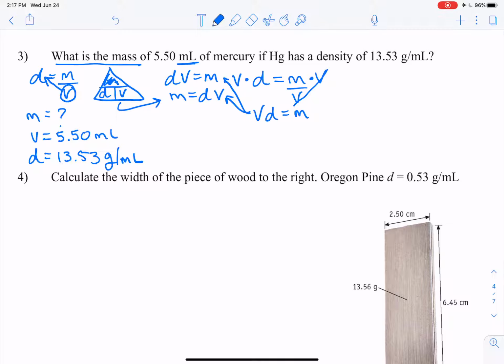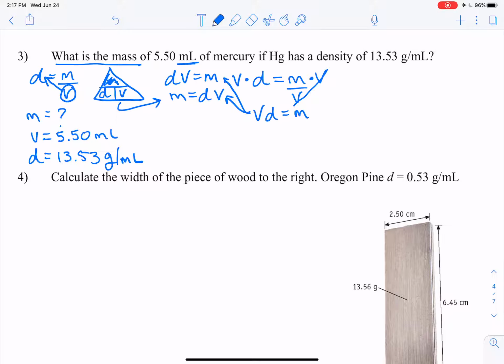However you like to do it that gets you to the correct answer is the way that you should do it. However your brain works. Our brains all work differently, and how I solve a problem may not be how you solve a problem, but if you're getting to the right answer, that's good.